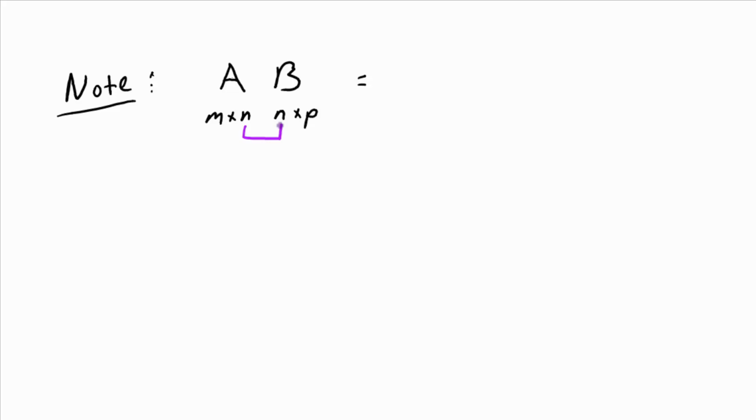And then the order of the product will be given by the outer numbers. So A times B as a product will have order m by p. If the inner numbers don't match up in the first place, just say the multiplication is undefined. Don't even try to do it.